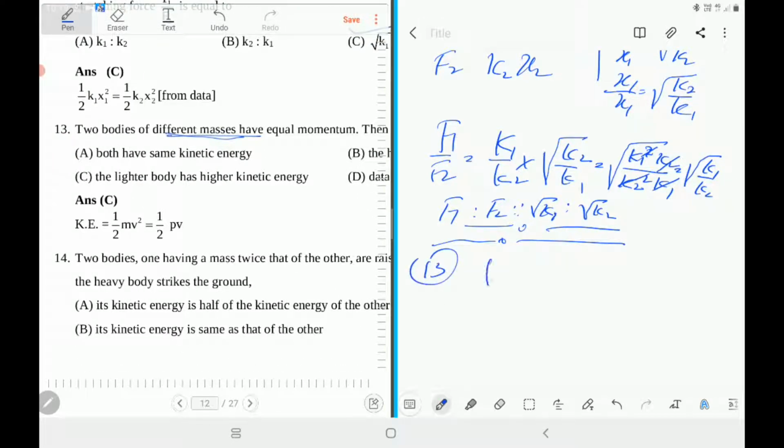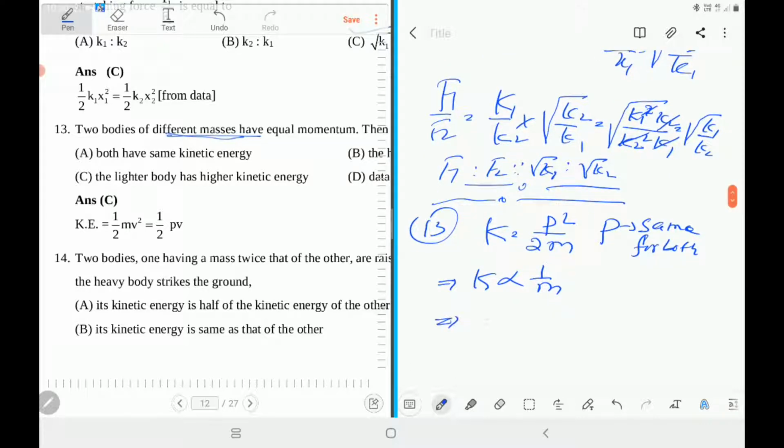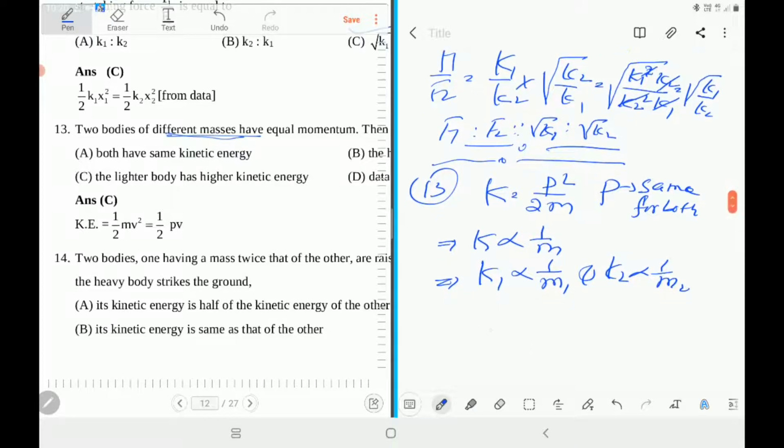I showed you how to write kinetic energy in terms of momentum, P square divided by 2m. He says P same for both. In our discussion, P is same here in this problem, same for both the bodies having masses m1 and m2. This implies K inversely proportional to m. And that implies you can write for mass m1, K1 proportional to 1 by m1 and K2 proportional to 1 by m2. You take the ratio K1 by K2, that equals, with inverse relation, m2 upon m1.